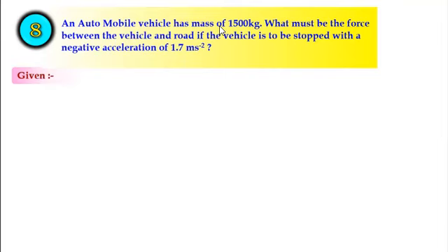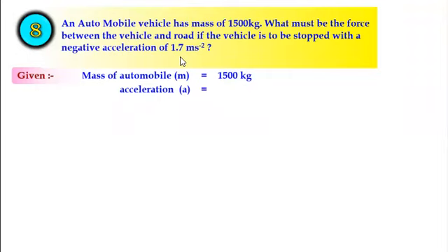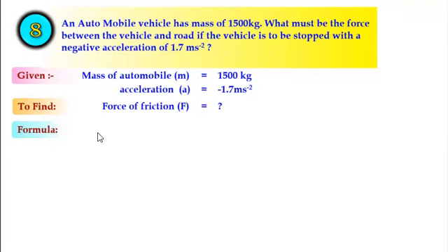Mass of the automobile m is equal to 1500 kg. And then acceleration of the automobile a is equal to minus 1.7 meter per second square. Now to find the force of friction, F is equal to question mark. The formula to find the force of friction according to Newton's second law is F is equal to mass into acceleration. Now write the solution.